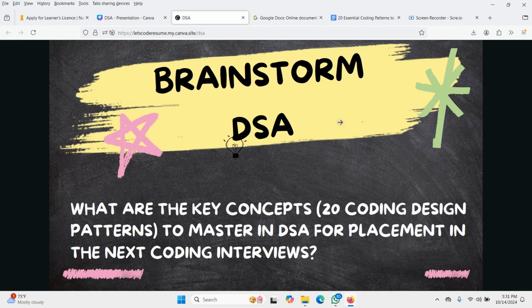So today in this session, we are learning something interesting and important that will help you clear interviews and crack the company easily, either on campus or off campus. Today we are discussing the key concepts, and in part one I'm only covering the 10 coding design patterns that will help you master DSA for your placement and the next coding interview. They will help you approach a problem and think about it.